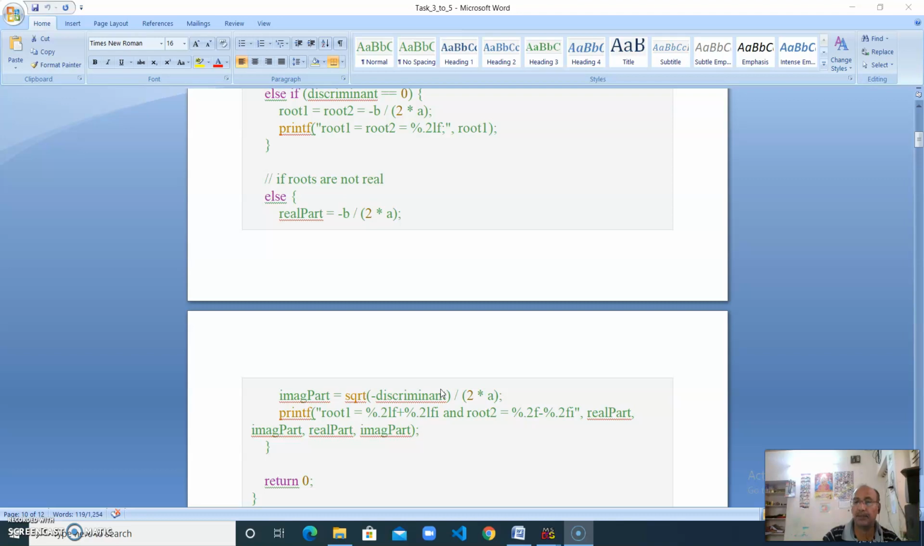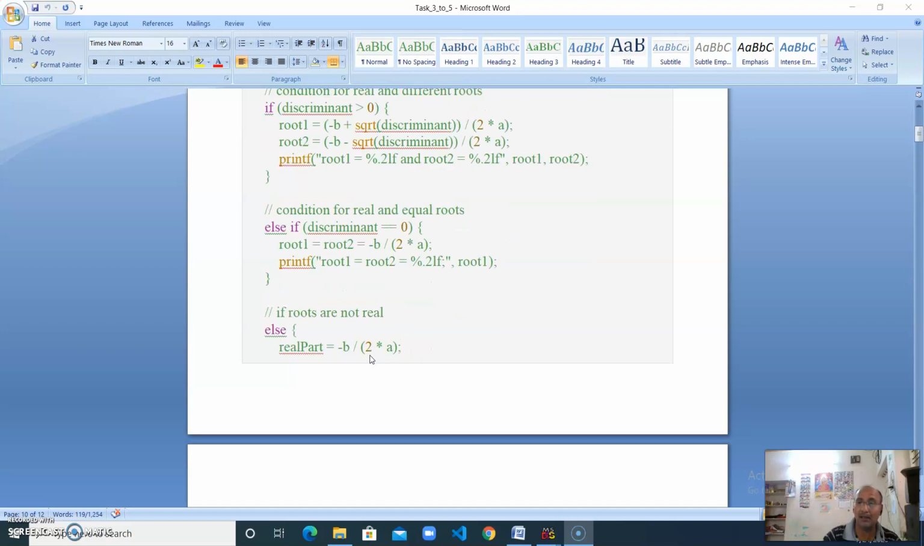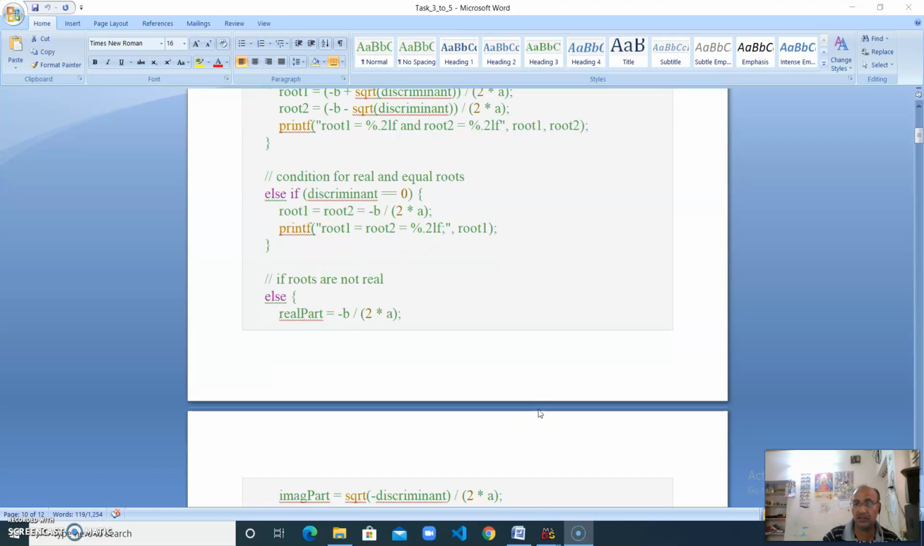Once again I am repeating. Depending upon the discriminant, we can determine the roots. If the discriminant is greater than 0, the roots equal minus b plus or minus square root of discriminant by 2a. If the discriminant equals 0, root 1 and root 2 are both equal, that is minus b by 2a. If it is less than 0, the real part and imaginary part will come. Understood?